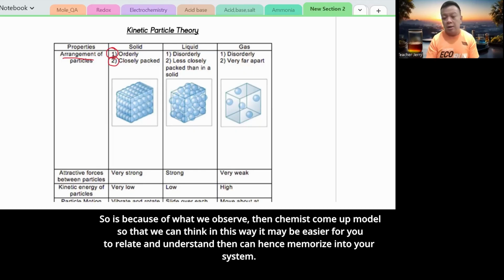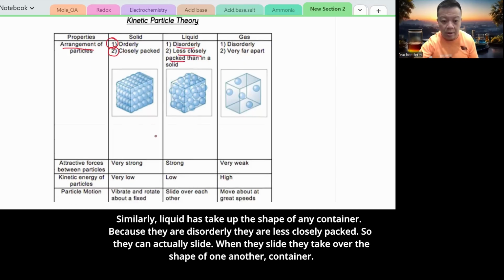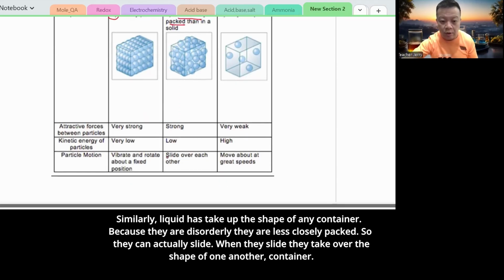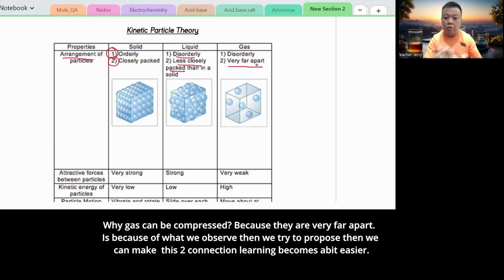So if you can think in this way, it may be easier for you to relate, understand, and hence memorize it into your system. Similarly, liquid: we know that liquid takes up the shape of any container. Why? Because they are disorderly and less closely packed, so they can actually slide. When they slide, they take over the shape of one another's container. And why can gas be compressed? Because they are very far apart. It's because of what we observe that we then try to propose. And when we can make these two connections, learning becomes a bit easier.